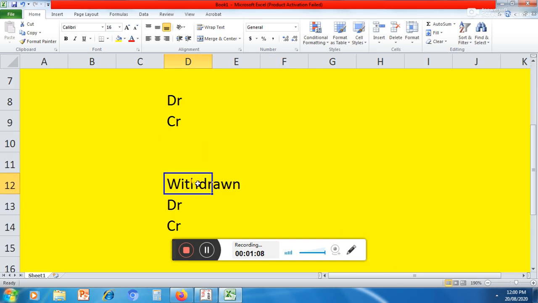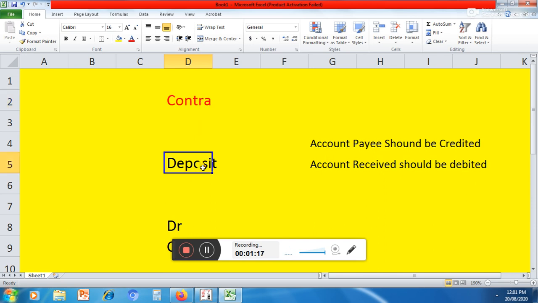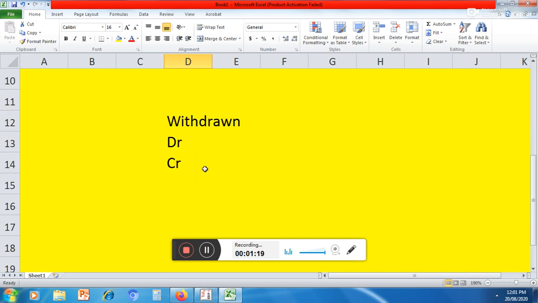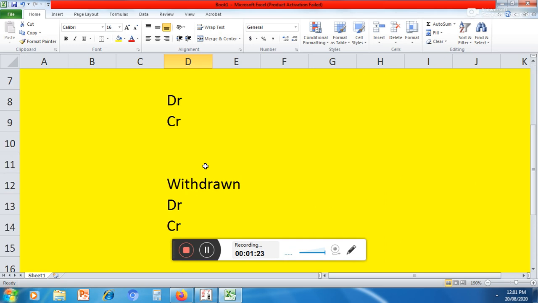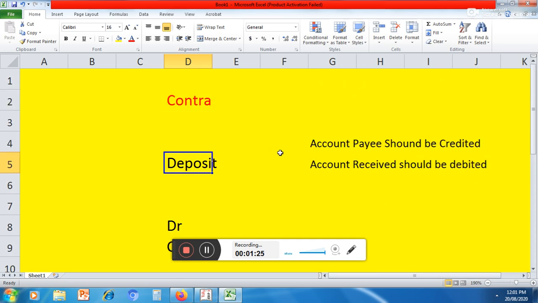Similarly, withdrawing money from the bank. When you withdraw some money from the bank through a check, that is also a contra entry. So these two entries are very important: deposits and withdrawals. Now let us see what is debit and what is credit.